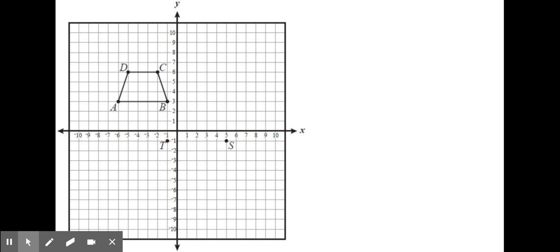Now we're going to go through a couple examples. First, we are going to work on being able to actually draw a dilation. In order to be able to draw a dilation, you need to know a little bit of information. So you have to be given a scale factor, and you have to be given a center, the center of dilation.